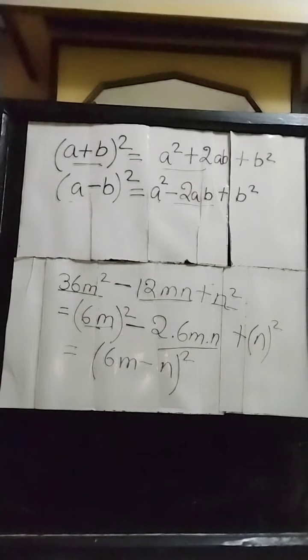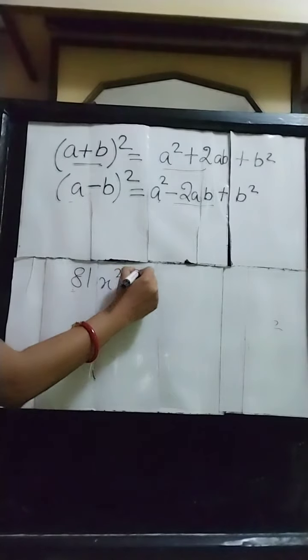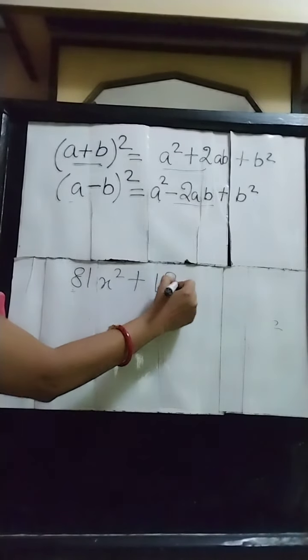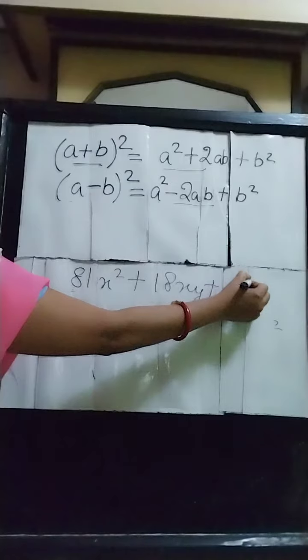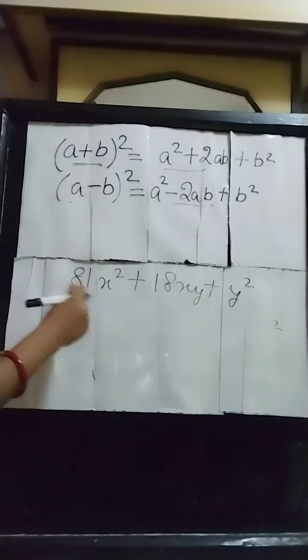In this way you have to solve the sum. Again let's do another sum where through back calculation we have to express as a perfect square of two terms. Suppose it is given 81x square plus 18xy plus y square. So through back calculation you will find out whose square this is.